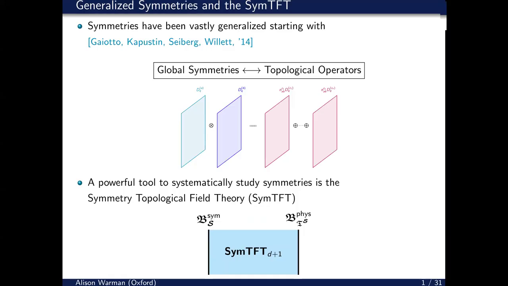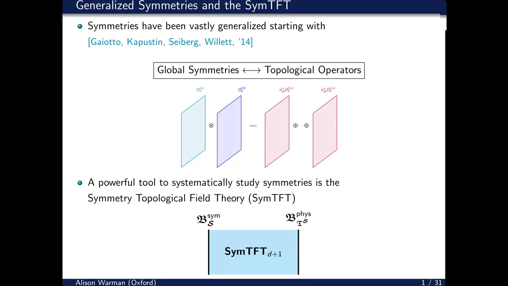Starting with this paper by Gaiotto, Kapustin, Seiberg, and Willett, the notion of symmetry in quantum field theory has substantially expanded to include any topological operator. These in particular can act on extended defects and fuse non-invertibly. Mathematically, they're described by higher fusion categories, and physically give rise to a wide landscape of different theories and phases.